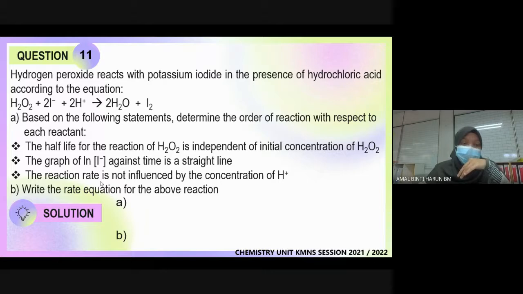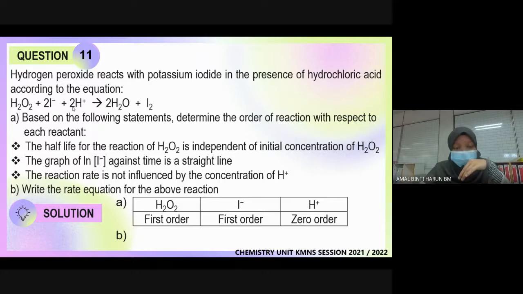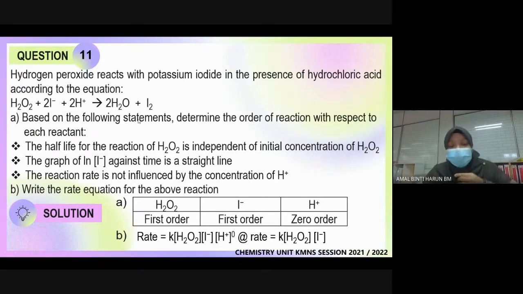Therefore, it is first order with respect to hydrogen peroxide, first order with respect to iodide, and zero order with respect to H plus. So, let's write down the rate law. Rate equal to K times each of the reactant: first order hydrogen peroxide, first order iodide, zero order H plus. So, kalau zero order you nak tulis macam ni pun boleh, atau you nak hilangkan zero order tu pun boleh, tak ada masalah.